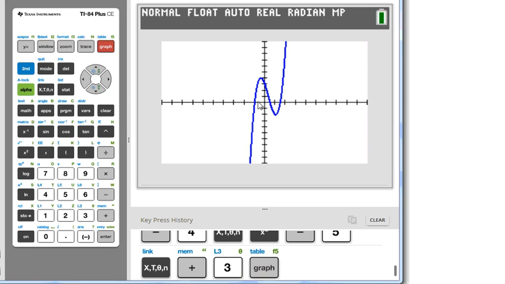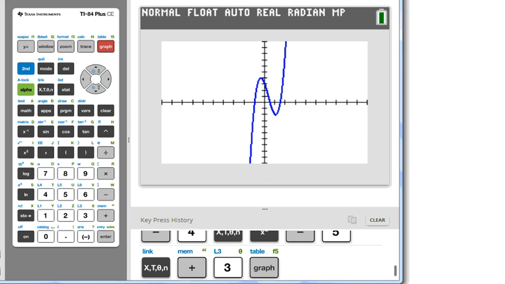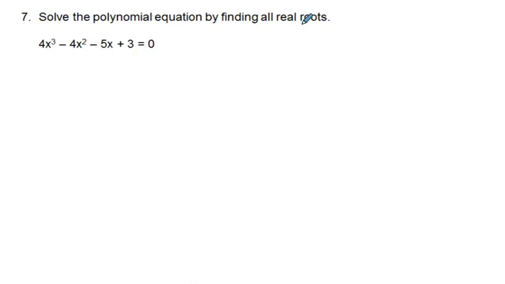Looks like we got negative 1, but then we have maybe 1/2 and 3/2. I don't know. But anyway, it looks like negative 1 would be a 0. So if we use negative 1, let's check out what we have left. So negative 1, we get 4, negative 4, negative 5, 3.